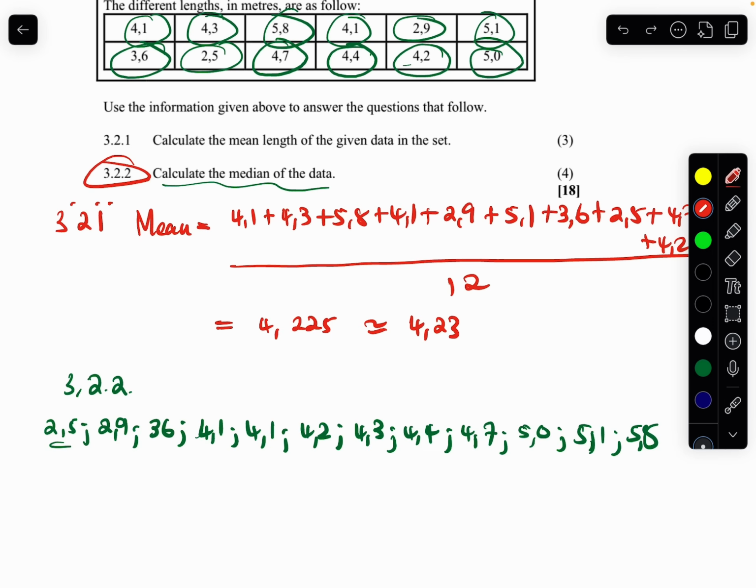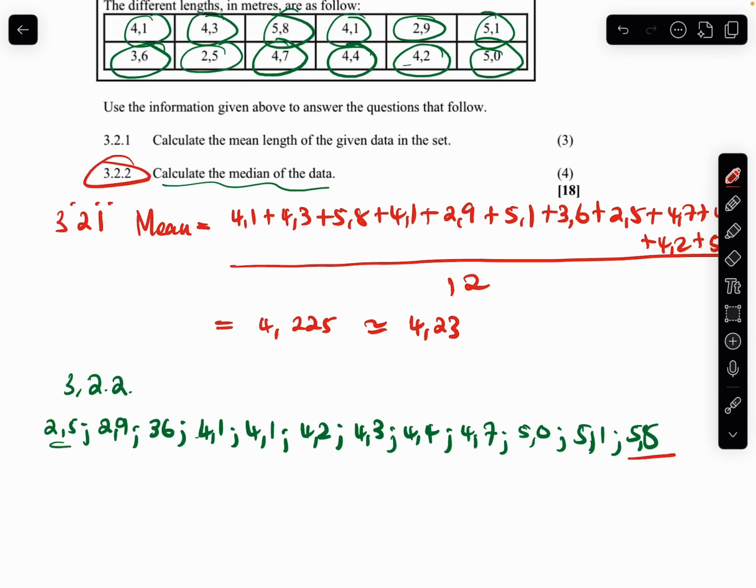Another thing that is important, count the numbers again. If you see there, 1, 2, 3, 4, 5, 6, 7, 8, 9, 10, 11, 12. That means there are 12 numbers. That means you're on the right track. Then we cross off from both ends until we are left with these two numbers. Once you find the two numbers in the middle, the median is between these two numbers.